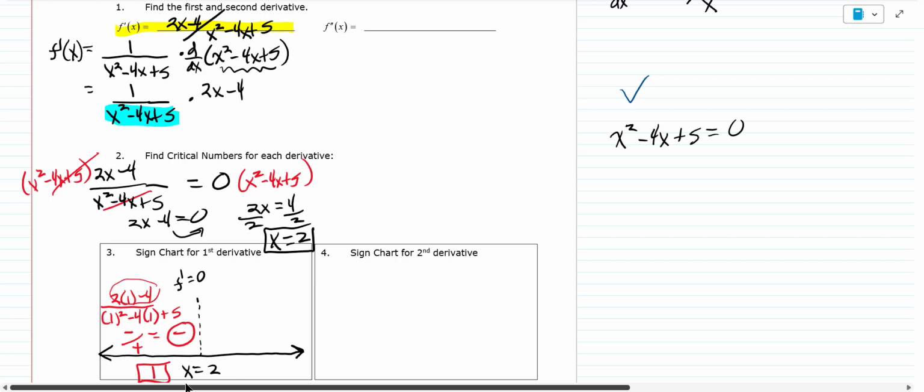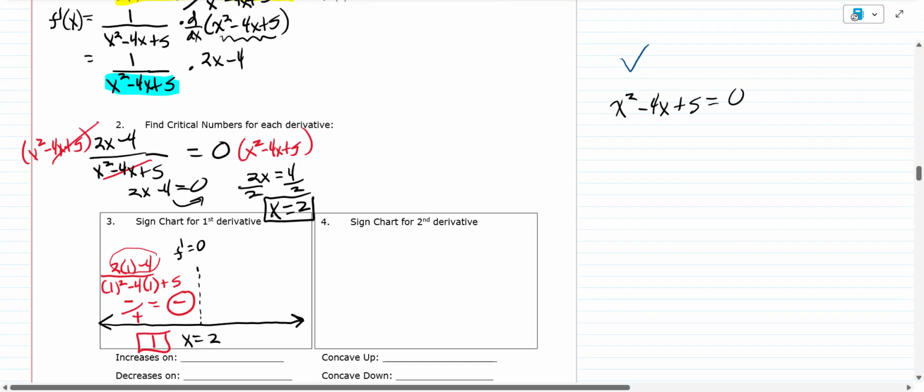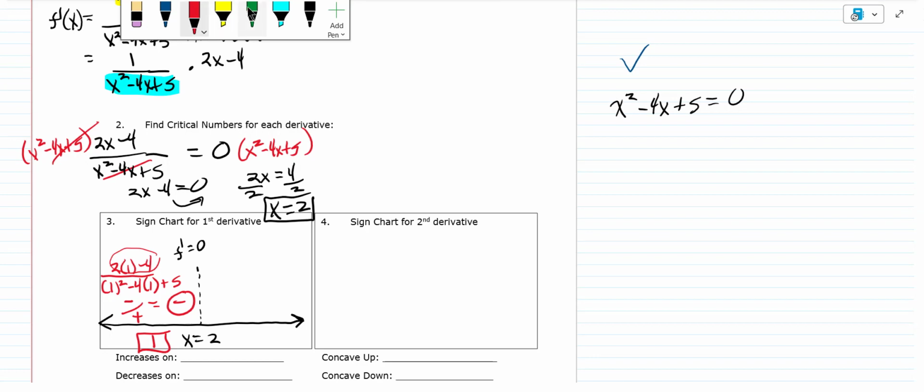Probably would have been slightly easier to use 0. Anytime you can use 0 as a test point, that's a good idea. So what does that mean? If the first derivative is negative, what does that mean? It's either increasing or decreasing. Which one? Decreasing. There you go. Good. So we are decreasing here.